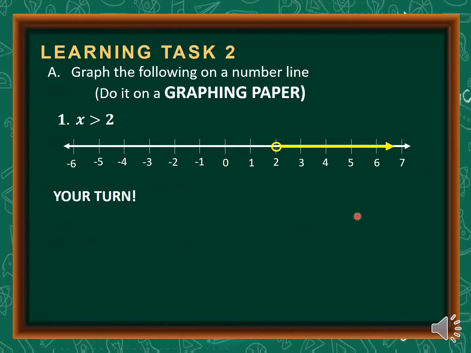So, this will be your turn na. Your turn, please do illustrate the item number 2, 3, 4, and 5. Number 2 states that x is greater than or equal to negative 3. Number 3, x is greater than 5. 4, x is less than negative 4. And 5 is x is less than or equal to positive 5.